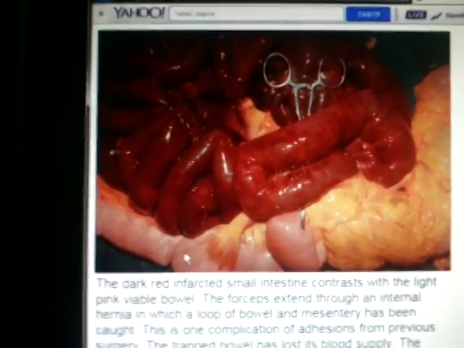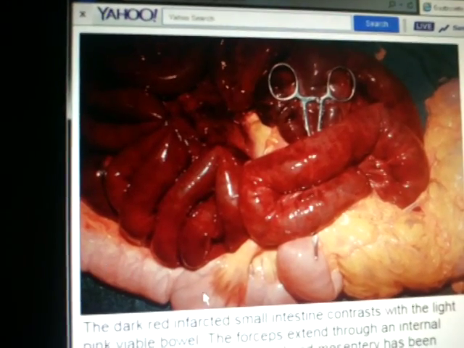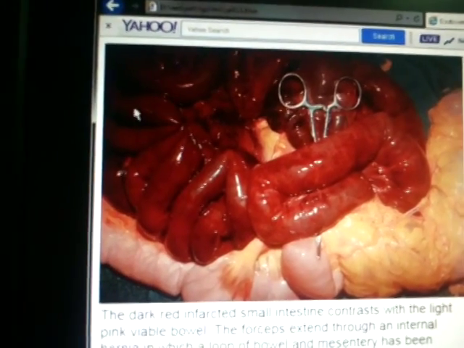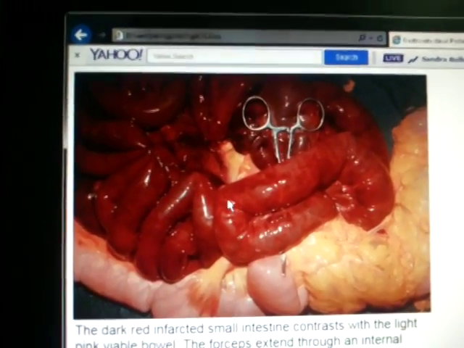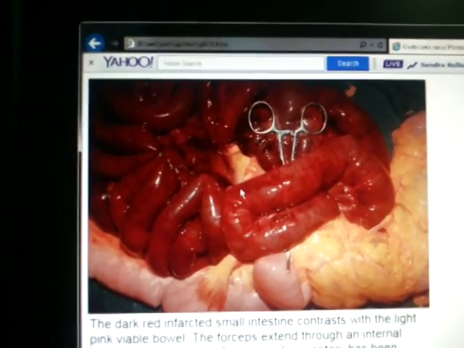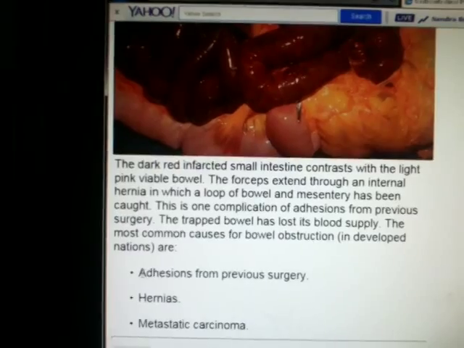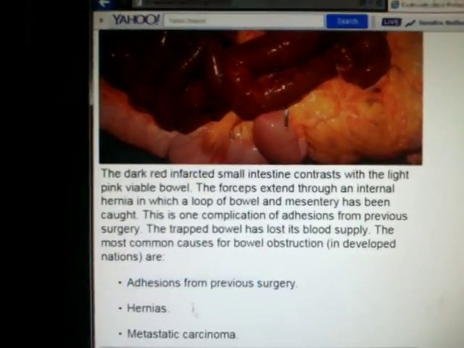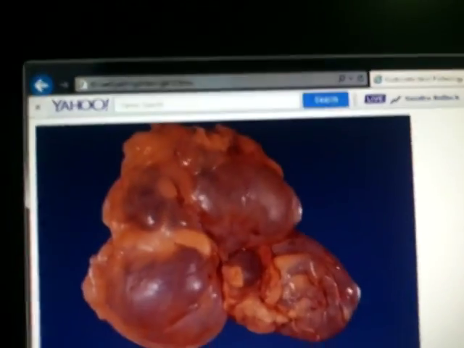You can see the difference between the normal bowel at the bottom. Here we have the normal bowel which has the pink color, while the one infarcted at the top has the red, darker color because of the infarction. And as we said, the main causes of intestinal obstruction are adhesion due to previous surgery, hernia, and metastatic carcinoma. This is an example of the volvulus.